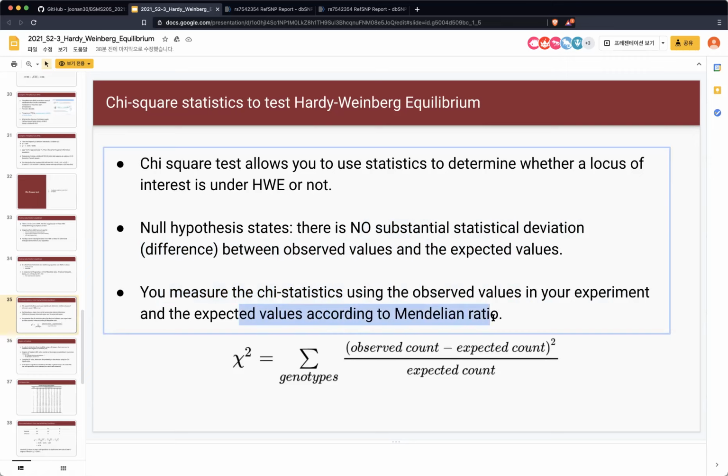So what that means is that the locus has to follow the Mendelian factors, because the Mendelian ratio is the natural situation that has to happen in our population, right? So your null hypothesis has to be the expected values with the Mendelian ratio, right? Then you describe your observation, that means the observed values in your experiments, right?